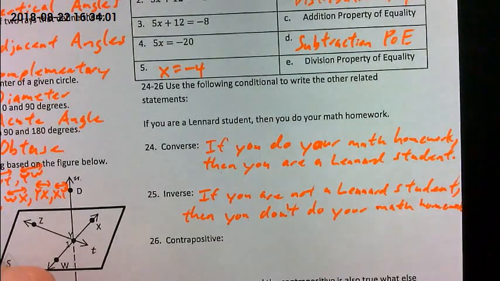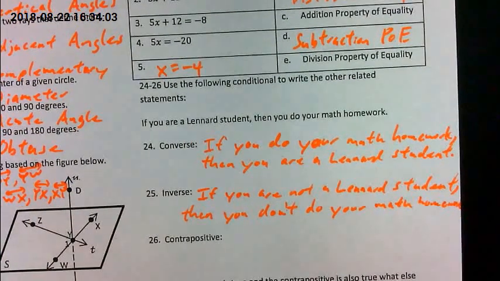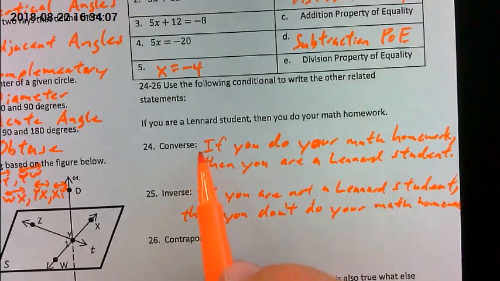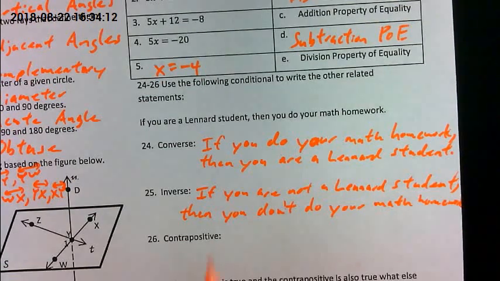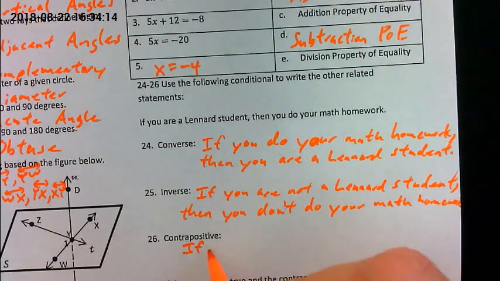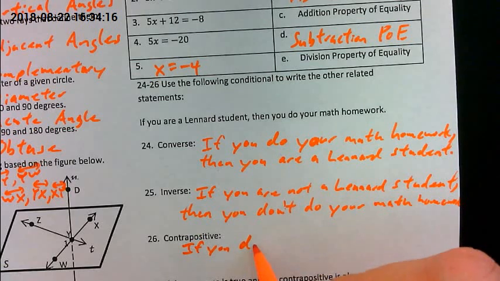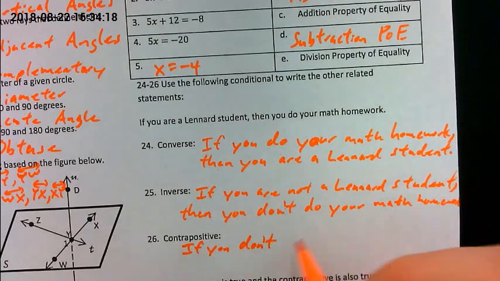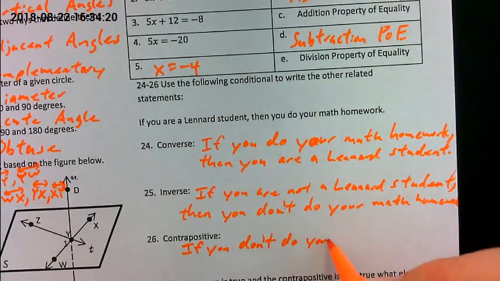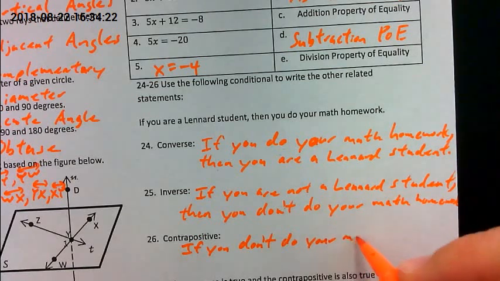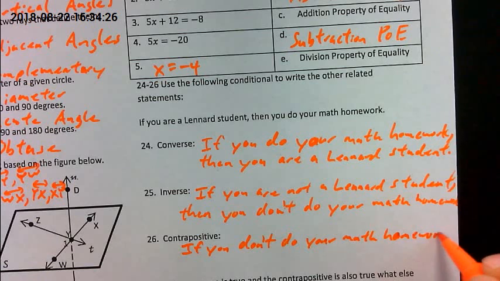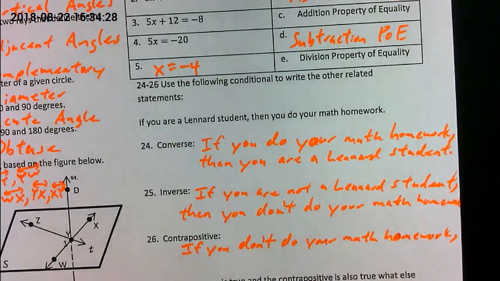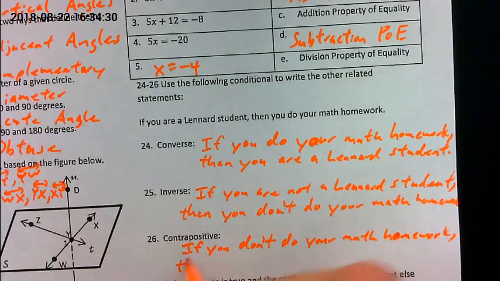Yeah, HW. Nice try to squeeze in. All right, contrapositive, again, that's where you're doing both. So it should be in the order of the first one, but have the nots in there. So if you don't do your math homework, then you aren't a Leonard student.